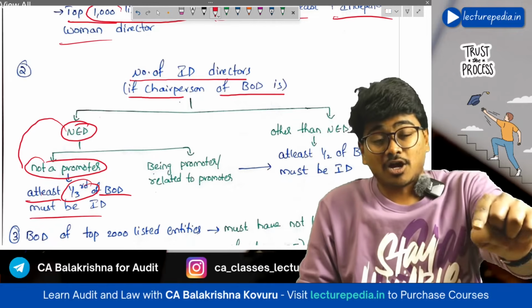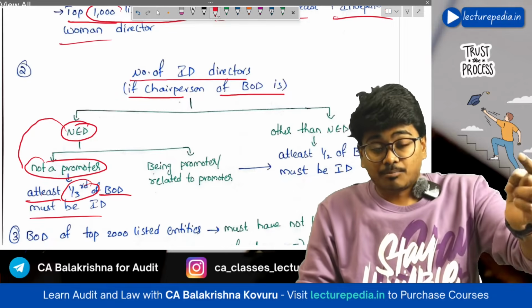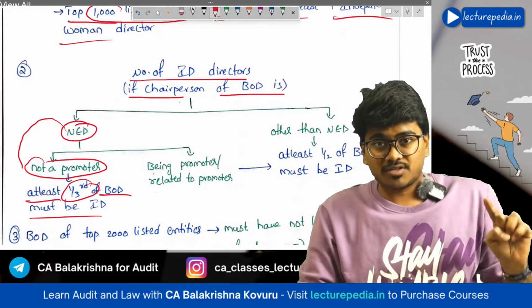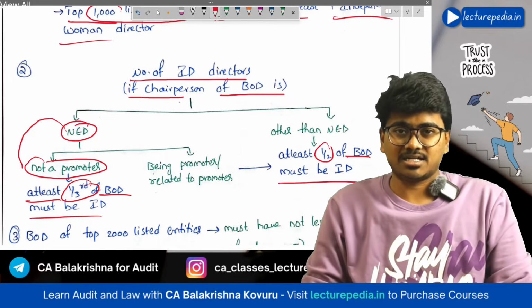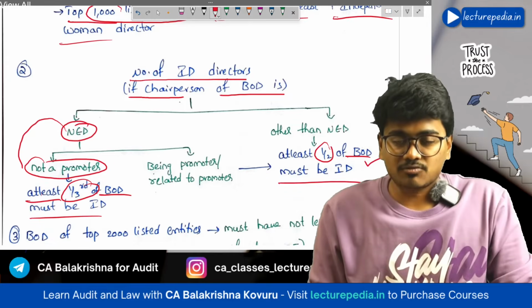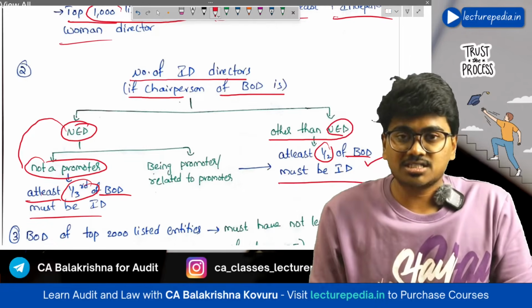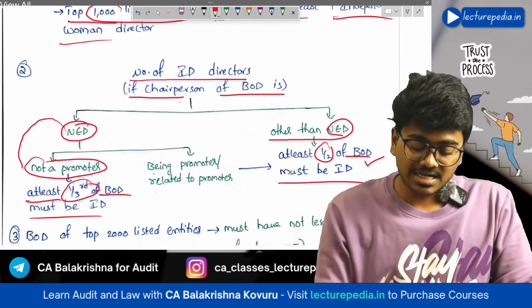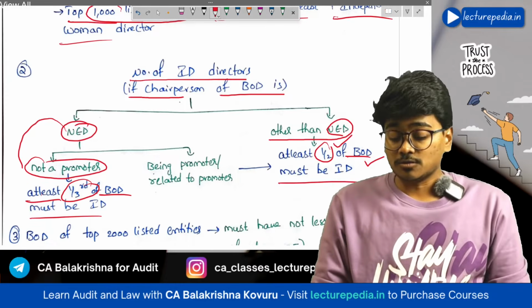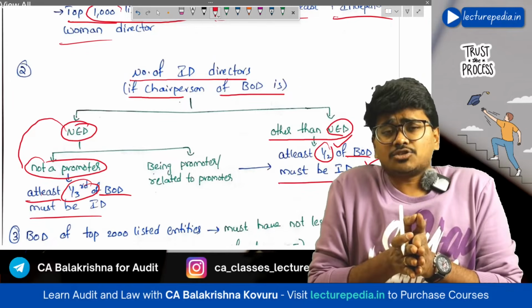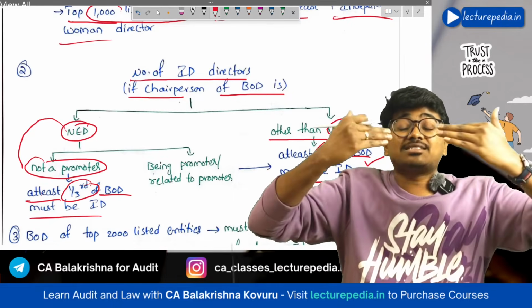If the non-executive director who is chairperson of the board of directors is a promoter or related to a promoter of the company, in such a situation, at least half of the board of directors must be independent directors. The same will be the requirement even if the chairperson of the board of directors is other than a non-executive director. In such a situation also, at least half of the board of directors must be independent directors. Hope that is clear. So how many independent directors should be there in the board depends on who is the chairperson.